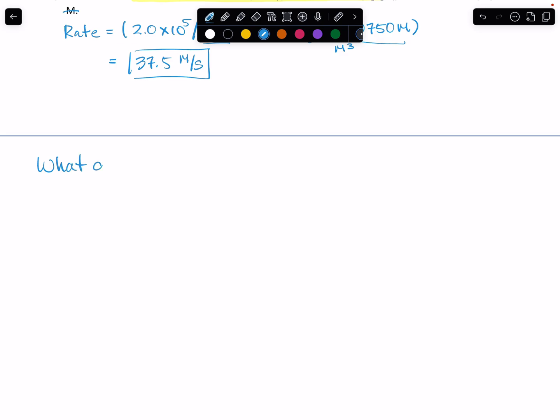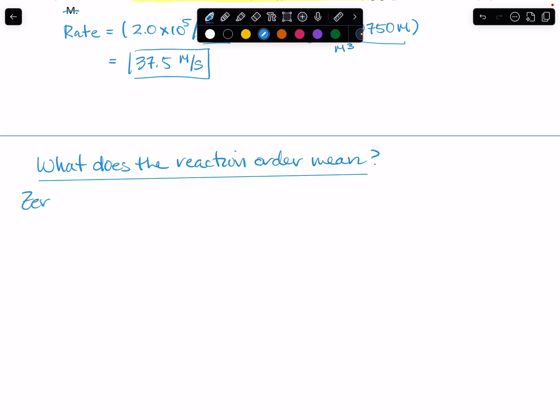All right, so what does the reaction order mean? All right, so let's start with zero order. Let's say that we look at the initial rate data and we find that the rate is equal to K times the concentration of our reactant raised to the zero power. All right, so what that really means is that rate is just equal to K, right? Because anything raised to the zero power is 1, and 1 times K is K.